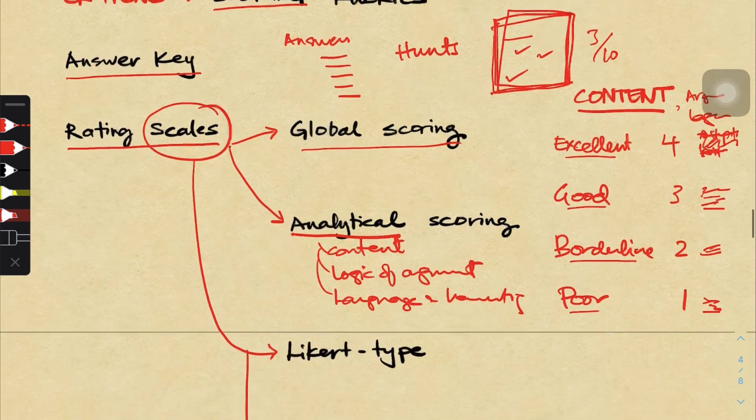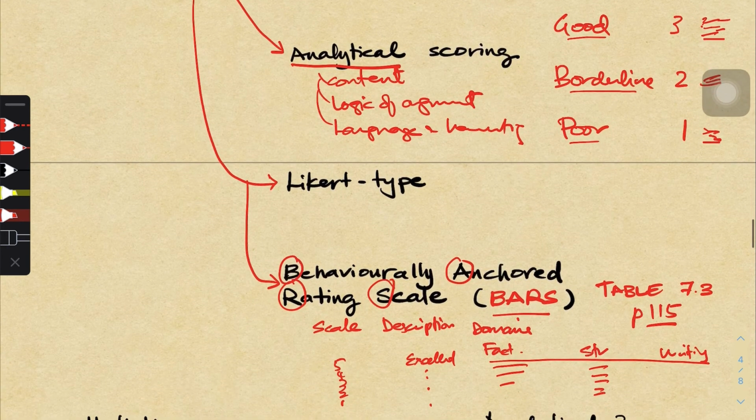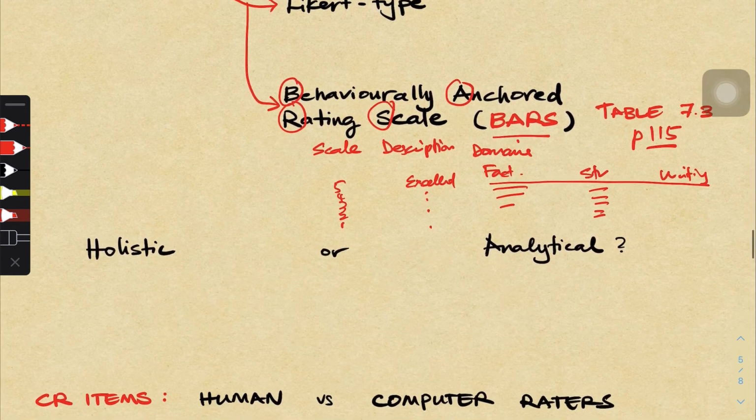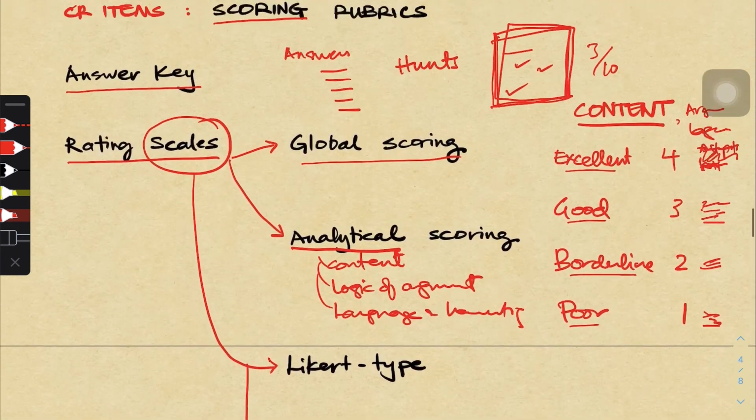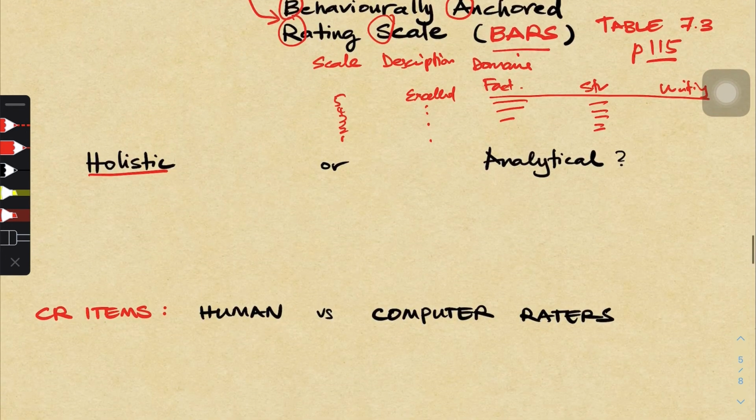That is in terms of the scoring, and therefore do we go for holistic scoring, or what we call here the global scoring, or do we want to go for analytic scoring?